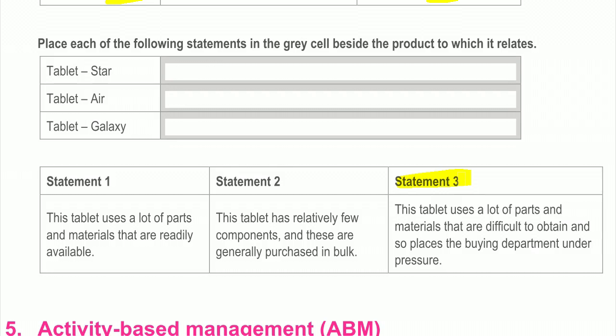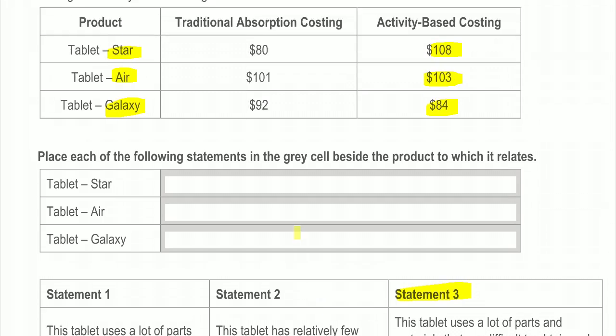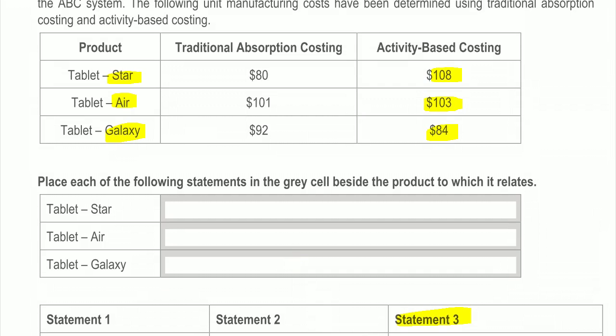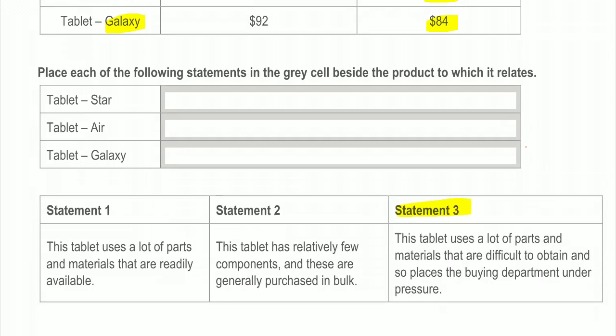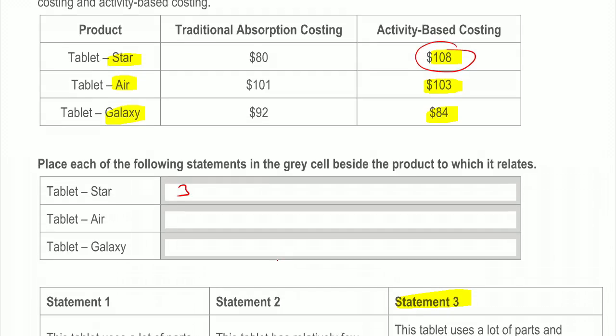So I might take statement 3 first then. It sounds to me like there's a lot of awkward activity associated with that one, so I imagine that's going to be the product that's got the highest activity-based cost as far as procurement's concerned. So that would be tablet Star, because a lot of effort, it sounds like, goes into getting the right parts. So statement 3 relates to the Star. Next one, this tablet has relatively few components, and these are generally purchased in bulk. Now it could be Air or Galaxy there, few components in bulk, so that would certainly sound a little bit less expensive than the Star product.